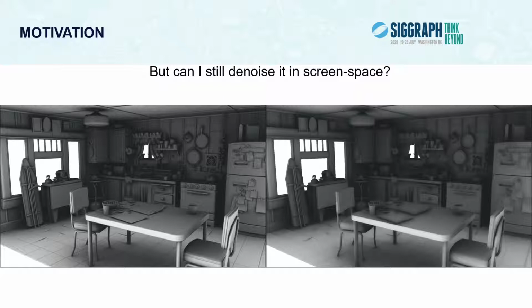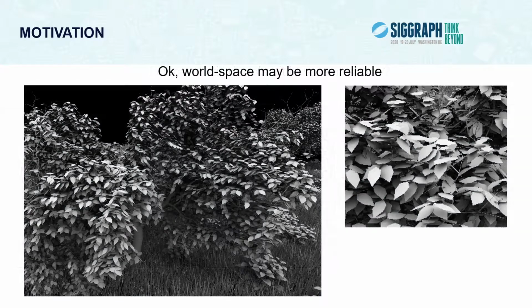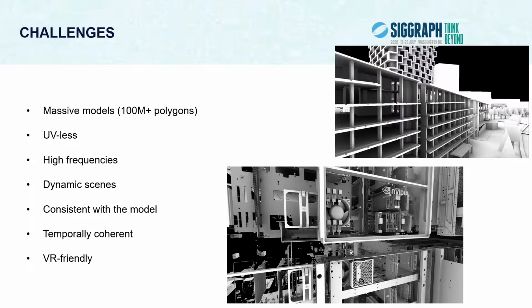That is, we are going to filter using some kind of glorified bilateral filtering using our 2.5D representation of the scene. And we end up with some overblurring, losing details in general. So ideally, we would like to denoise in world space so that we can still preserve all the depth complexity of our scene. So that's where we started.